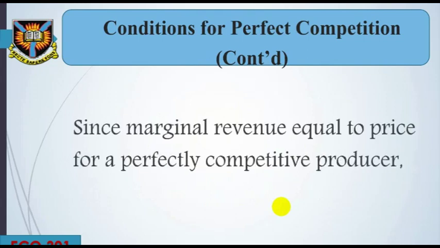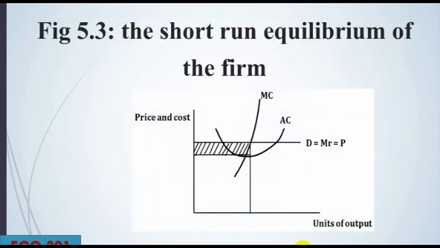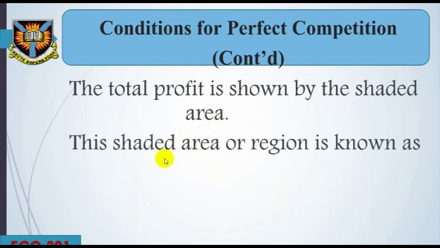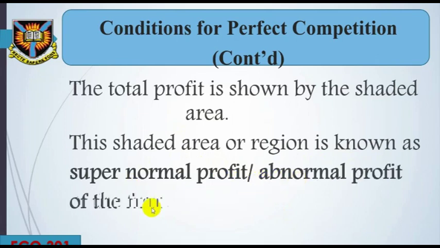Price and cost, MC, AC, D equals MR equals P, against unit of output. Since marginal revenue equals price for a perfectly competitive producer, short-run equilibrium occurs at the output level where marginal cost equals price. The total profit is shown by the shaded area. This shaded area or region is known as supernormal profit or abnormal profit of the firm.